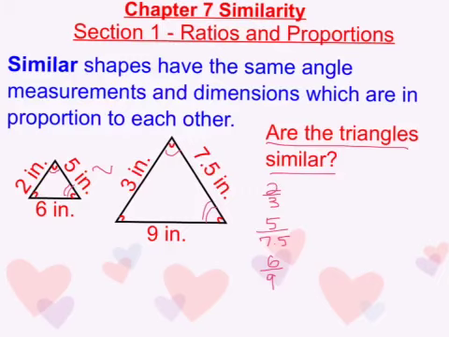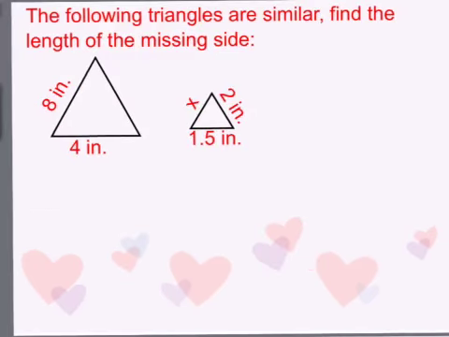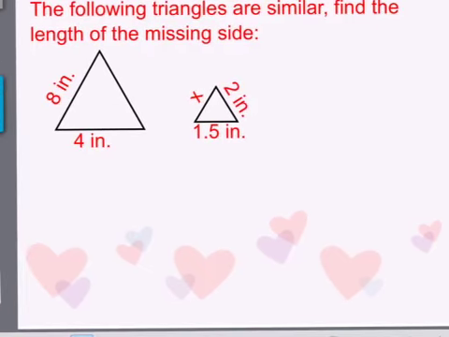The easiest way to do this, in this circumstance, is to reduce the fractions. 2/3 is already reduced, 6/9 reduces down to 2/3 as well, and 5/7.5 is also going to reduce down to 2/3. Since all corresponding sides reduce down to the same ratio, that's going to be the scale factor between the two triangles.